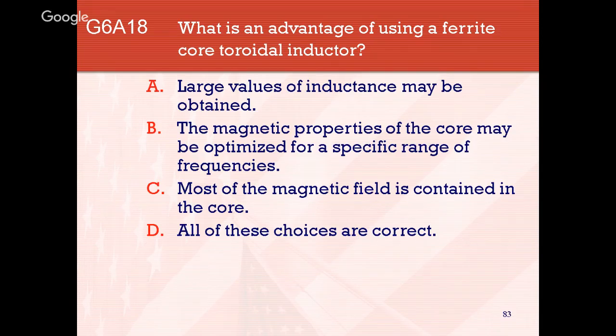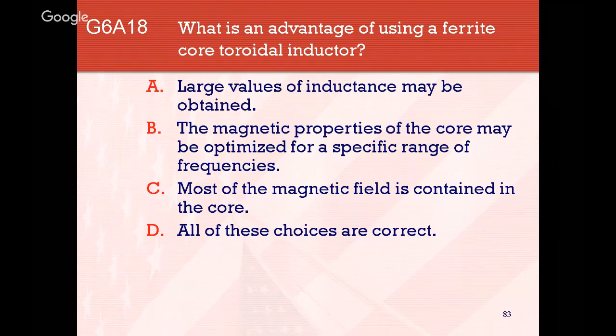The advantage of using a ferrite core toroidal inductor. I'll get it out here. So, what is the advantage of using one of these? Remember that an inductor creates a magnetic field around it. But in some circuits, you don't want that magnetic field to interfere with other components or other circuits within your radio. But let's look at these a little bit.